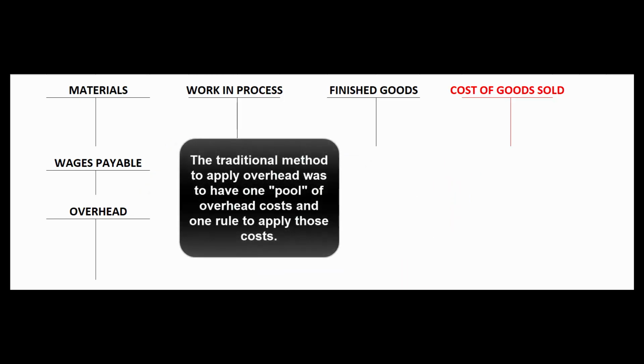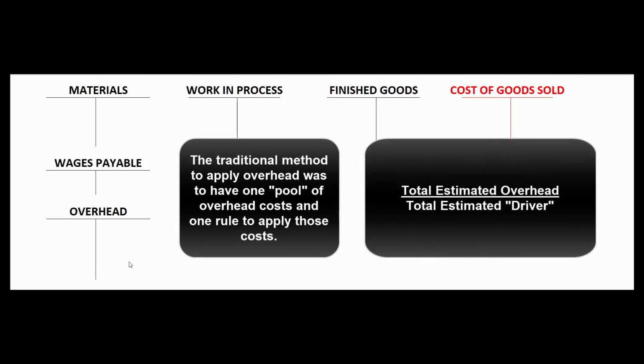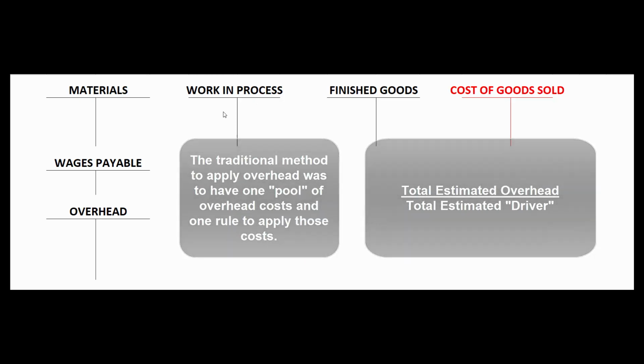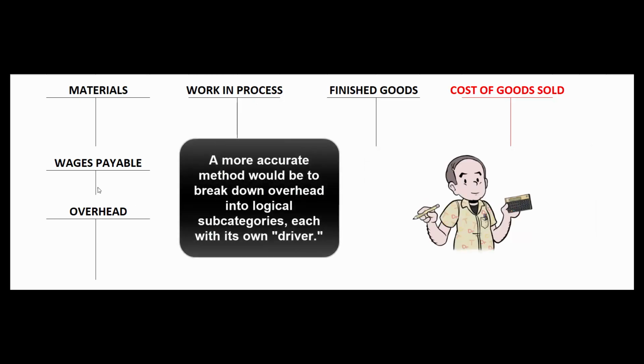And the simplest way to do it is to just have one account called manufacturing overhead and have one rule, one manufacturing overhead application rate, to move costs from our overhead account into work in process. A better way to do it would probably be to break this overhead down into smaller accounts and have separate rules for each of those accounts.